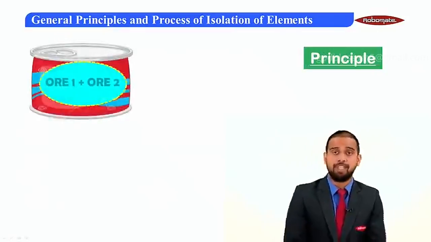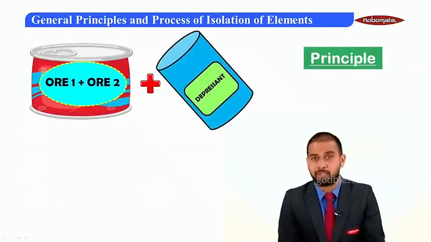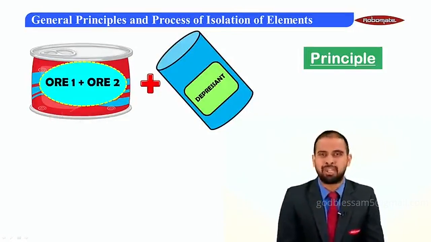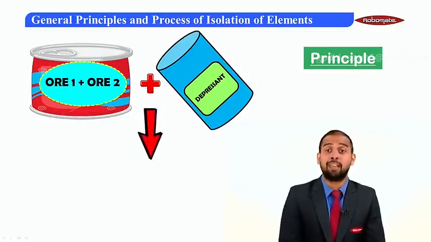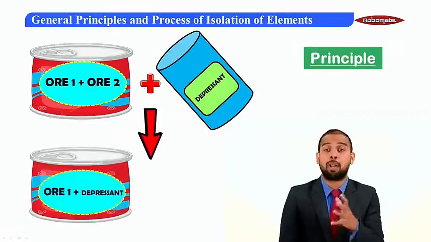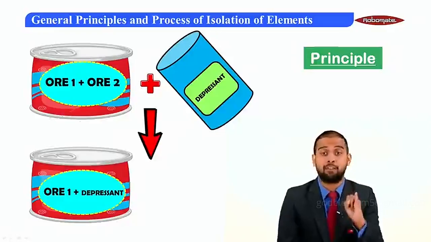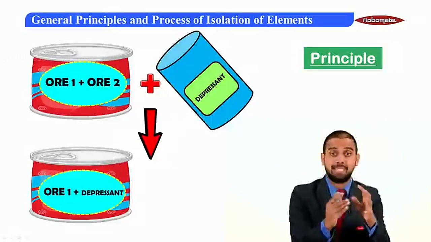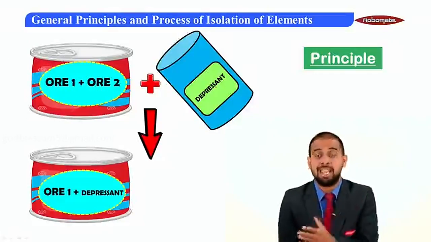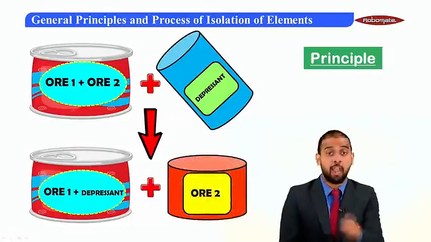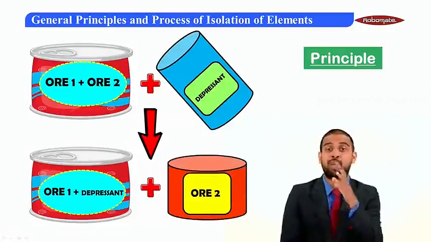Let us see. Imagine we have two sulfide ores, ore 1 and ore 2. To this, I'm going to add a depressant. Depressants are very common solutions like sodium cyanide and potassium cyanide. This depressant will react with one of the sulfide ores and form a complex which is water soluble. Please remember, sulfide ores are insoluble in water, but the depressant reacts with one of them and converts it into a compound which is water soluble, and the other sulfide ore is left behind, water insoluble. So that one will come out in the form of a froth and the other is left in the water.